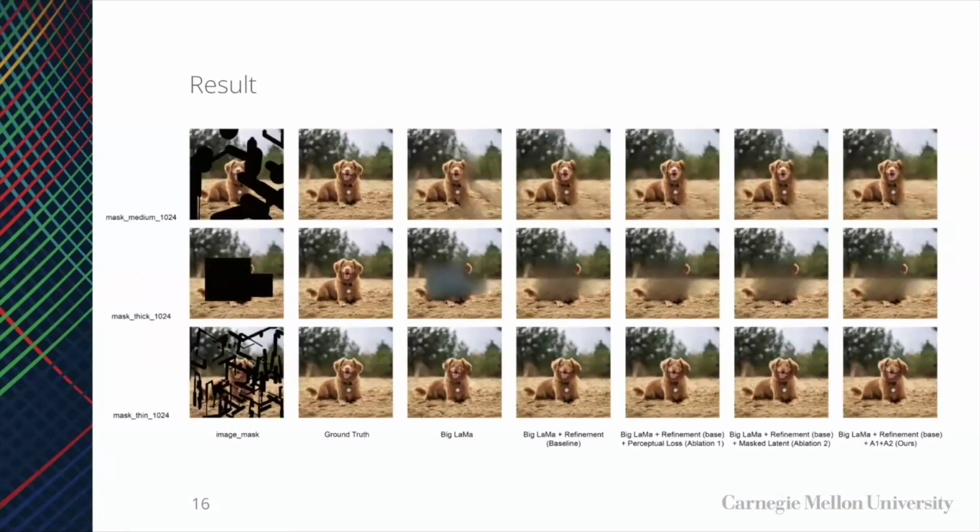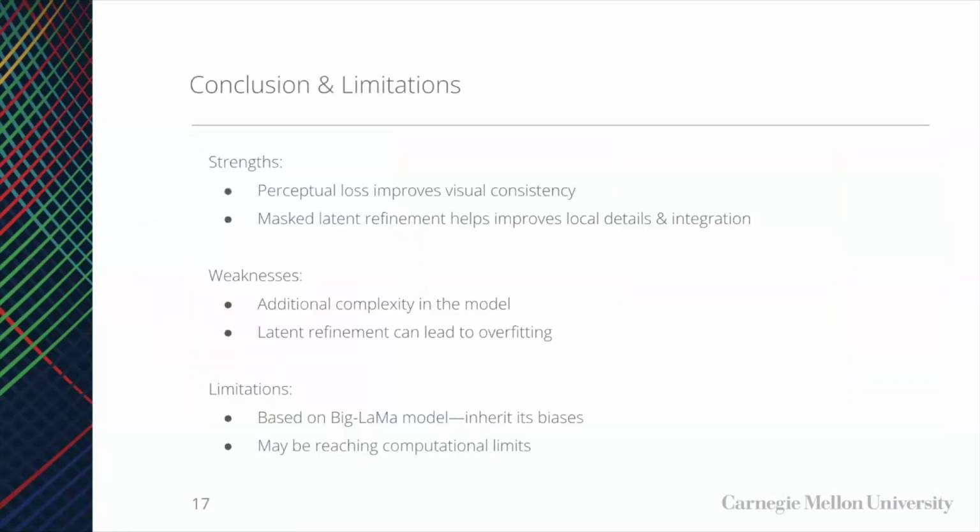The first column is the mask image, the second column is the original image, and the rest are results produced by different models. Finally, here are some strengths, weaknesses, and limitations. We believe that perceptual loss improves visual consistency, and mask latent refinement helps improve local details integration, but additional complexity is introduced in the model. There's latent refinement, which leads to overfitting, and some limitations include, because the method is based on the big LaMa model, it would inherit all its biases, and since we're not seeing big improvements, we may be reaching computational limits of the big LaMa model.